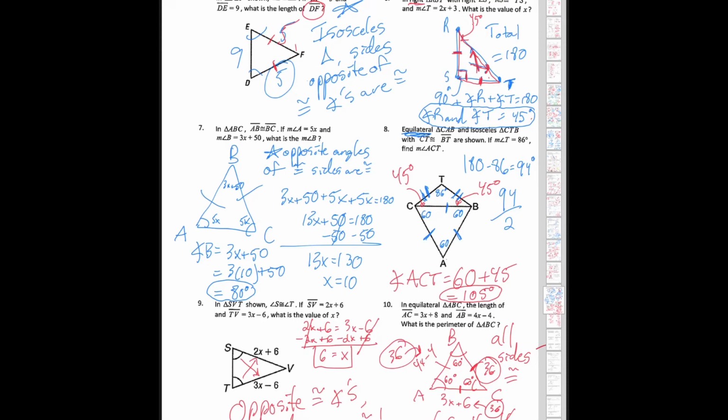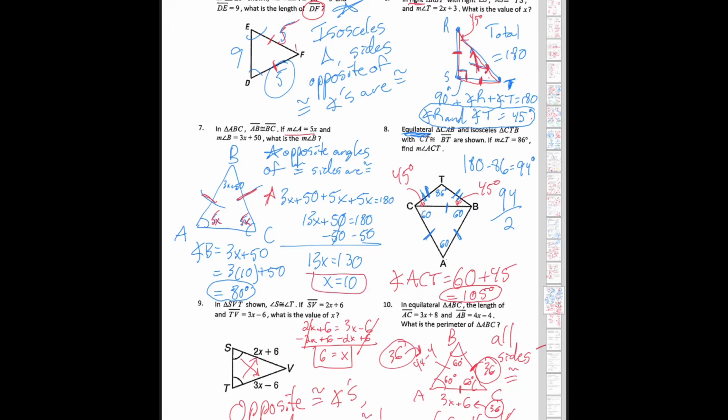Number 7, we draw our triangle ABC there. We're told AB is congruent to BC. So right away should pop into your head, 2 congruent sides in a triangle, it's isosceles. That means we also have 2 congruent angles. We are given that angle A is 5x. So that means angle C also has to be 5x again because it's isosceles. We're given a label for our third angle, which is 3x plus 50. So now I go ahead and add those up, 5x, 5x, and 3x plus 50, and set it equal to 180.